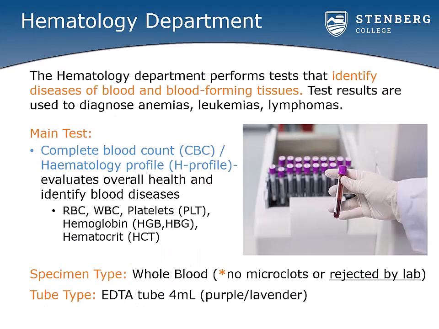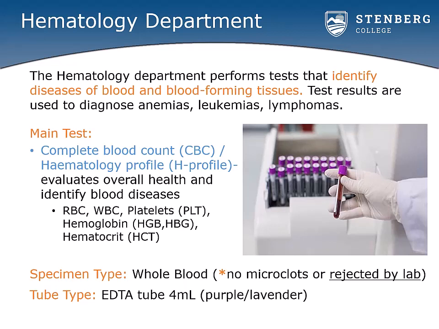Let's take a look at the hematology department. Here they analyze tests to identify diseases of blood and blood-forming tissue, diseases such as anemia, or blood cancers such as leukemia and lymphoma. A complete blood count, CBC or hematology profile, is by far the most common test done in this department and is used to evaluate your overall health.